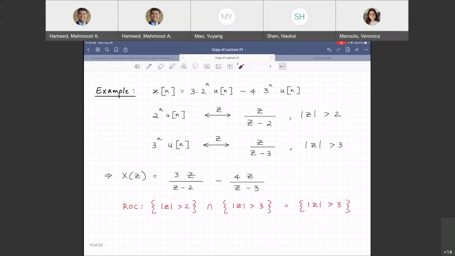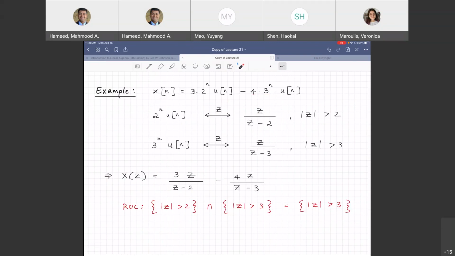Next, let's do it for a slightly different one. Here you have your sequence x of n as 2 to the n u of n minus 4 times 3 to the n u of n. Again, we'll use the same result here: a to the n u of n, the z transform is z divided by z minus a.